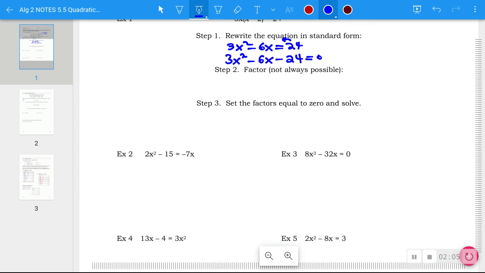You need to factor this, and I've spent a lot of time in the earlier part of Chapter 5 teaching you this. One of the first things you look for is a greatest common factor. The terms in this all divide by 3, so I'm going to take a 3 out.